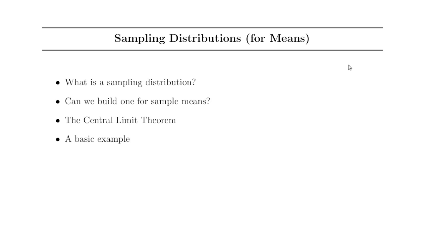So first we'll define what a sampling distribution is, and then we'll try and build one for some sample means, and that's going to lead us to the central limit theorem, which is one of the biggest, most important results in an introductory statistics course. And then we have a basic example to finish us out where we can use some of the things that we're going to learn.